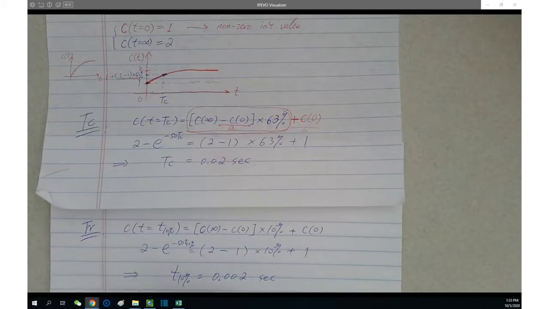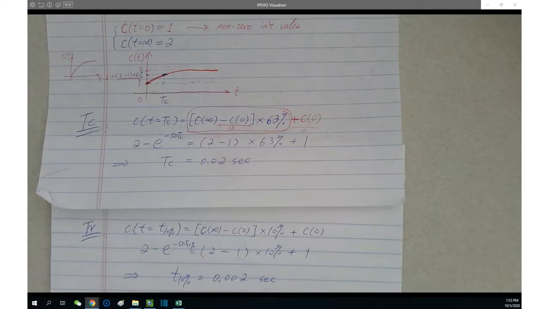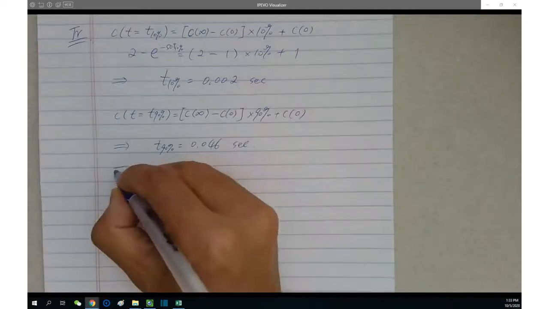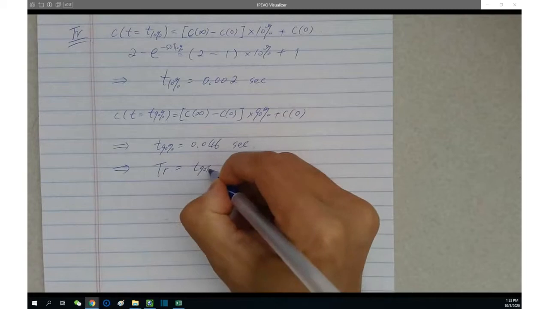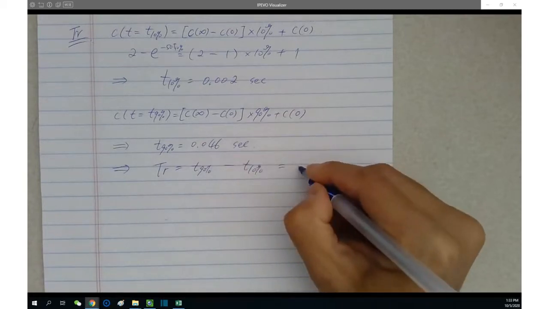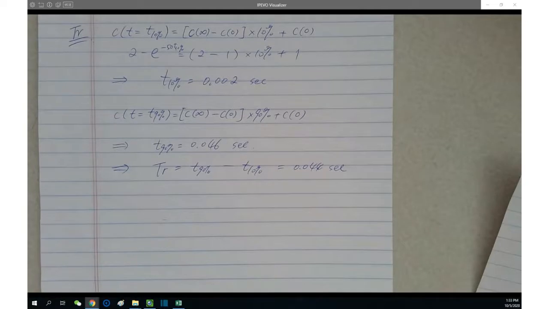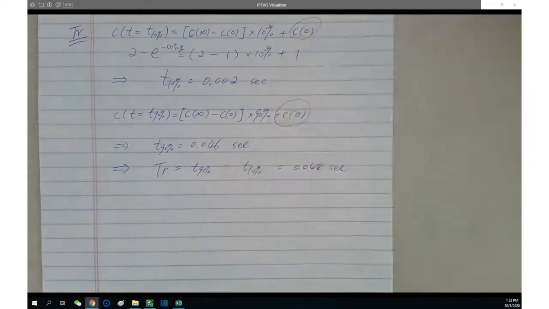Similarly, you have t equals T90%, following the same thing, times 90%. And then you get T90% equals 46 milliseconds. Eventually, your TR equals T90% minus T10% equals 44 milliseconds. Don't miss those two initial values, and then you should be fine.